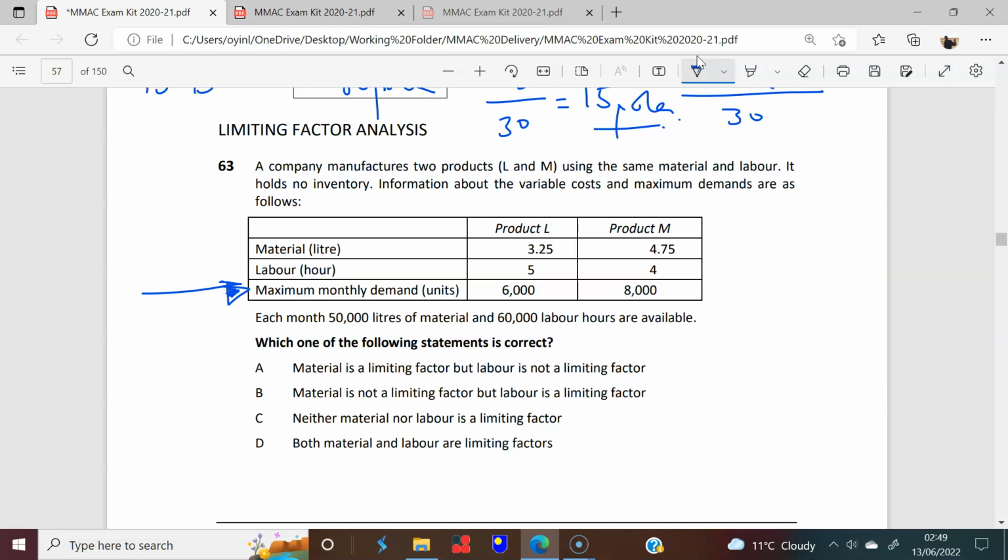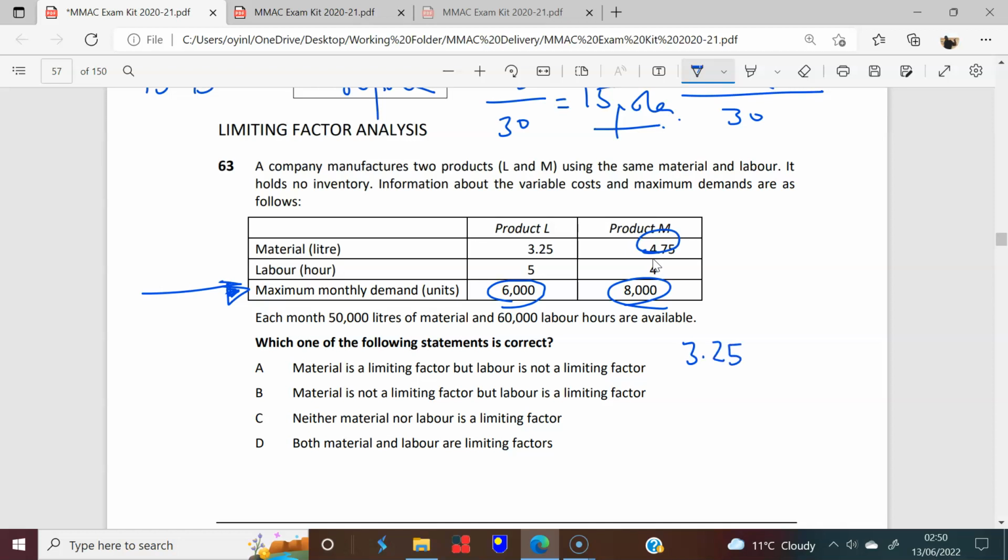So in this question here, let's look at material, for example. This is what you need of material to make 1 unit of this thing, and this is the demand for the product L, and same thing here. This is the number of liters you need, and this is the demand. So let us look at the total demand, what you need if you were going to fulfill both contracts.